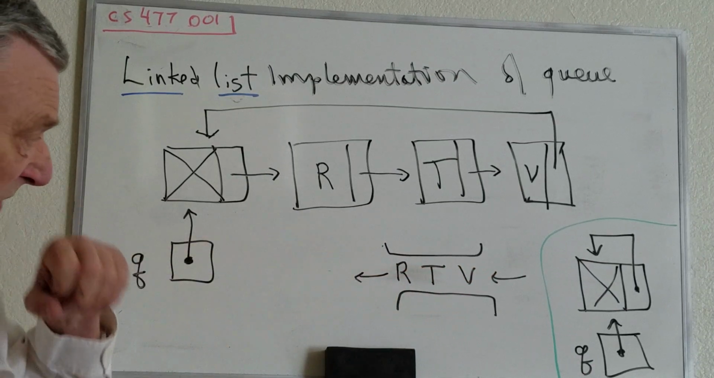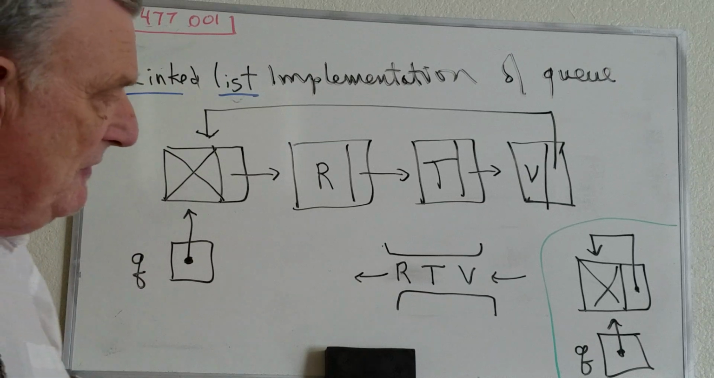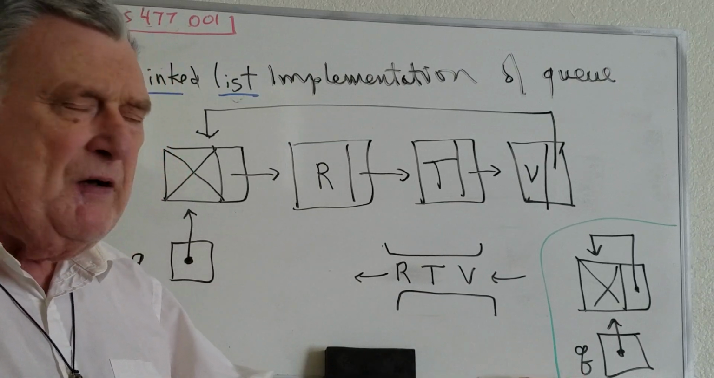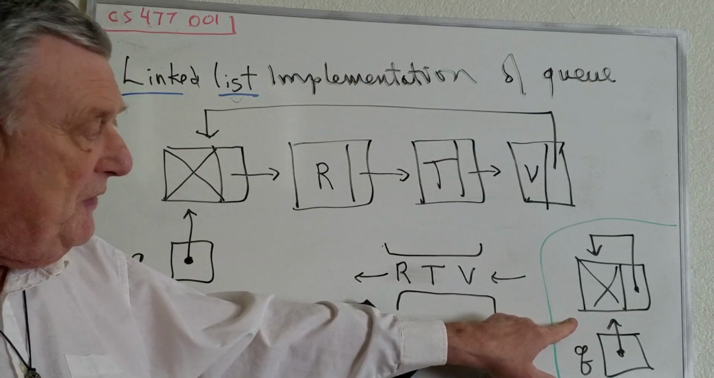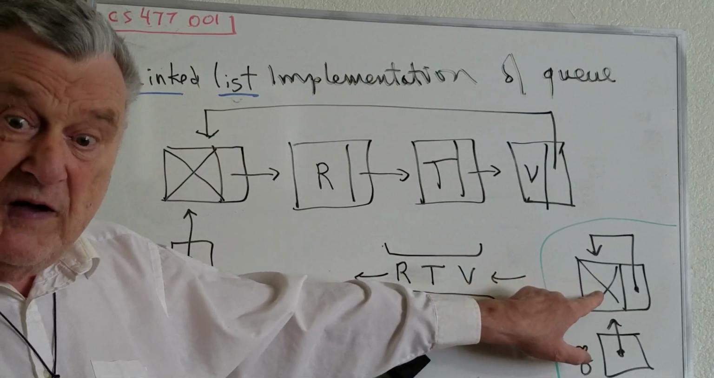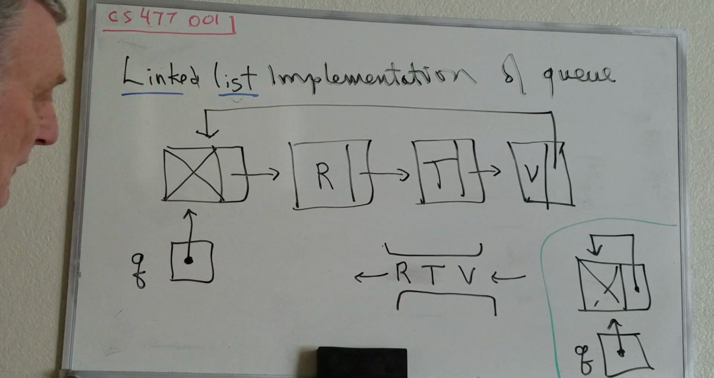Now, with this implementation, we don't have the problem of how to represent an empty queue. Here is, for example, what the picture looks like if the queue is empty. There's always a dummy node. If the queue has 3 items, there are 4 nodes.